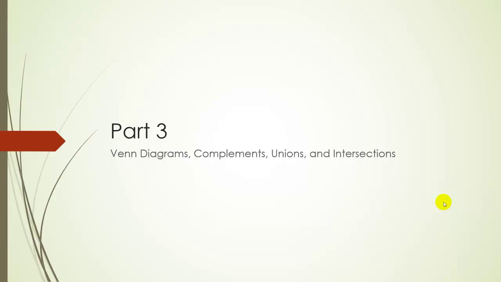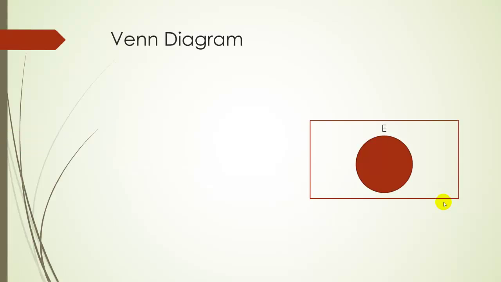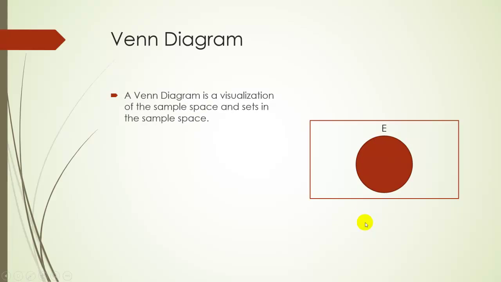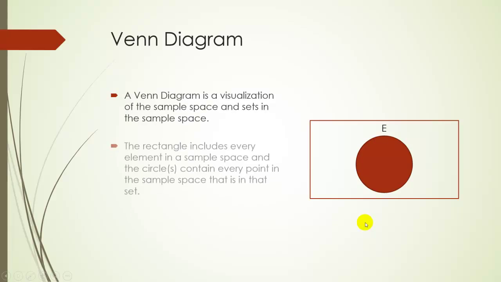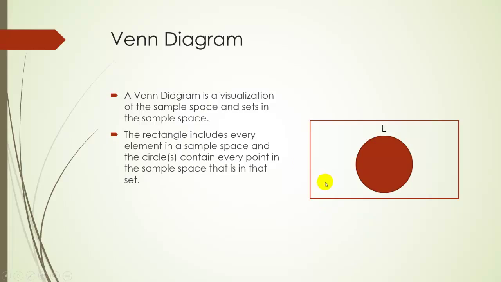For part 3, we'll explore Venn diagrams, complements, unions, and intersections. A Venn diagram is like a box, picture a shoebox, and inside the shoebox you're going to have circles, and these circles represent events. So in my Venn diagram, which is just a visualization of the sample space, the box contains every element in the sample space, and the circle contains everything in the event.